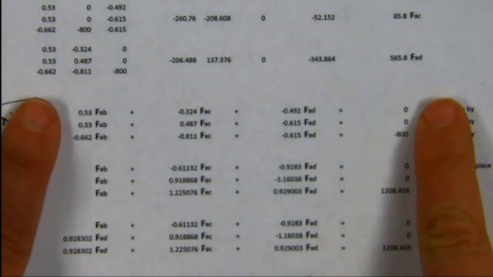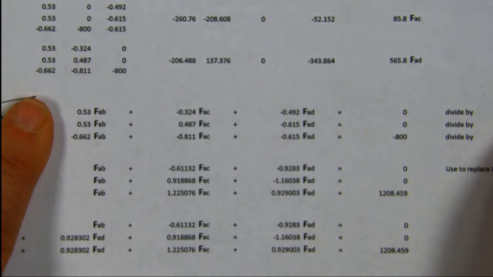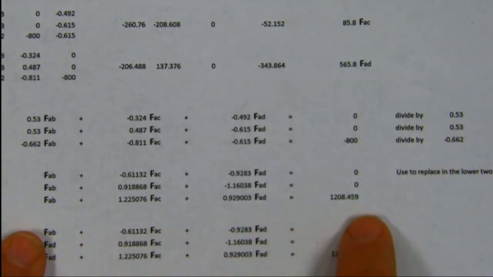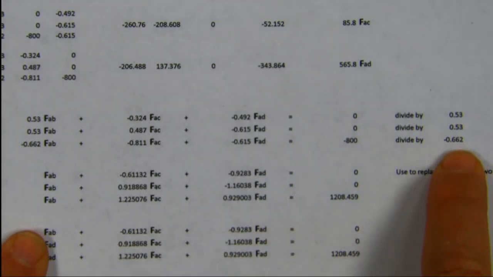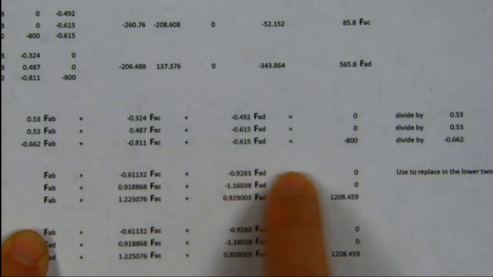There are my three equations that we started with. In this case I divide by 0.53 to come up with this right here, and it's minus 0.622. That gives me clean equations to play with. I'm going to use this first equation to replace in the lower two equations.